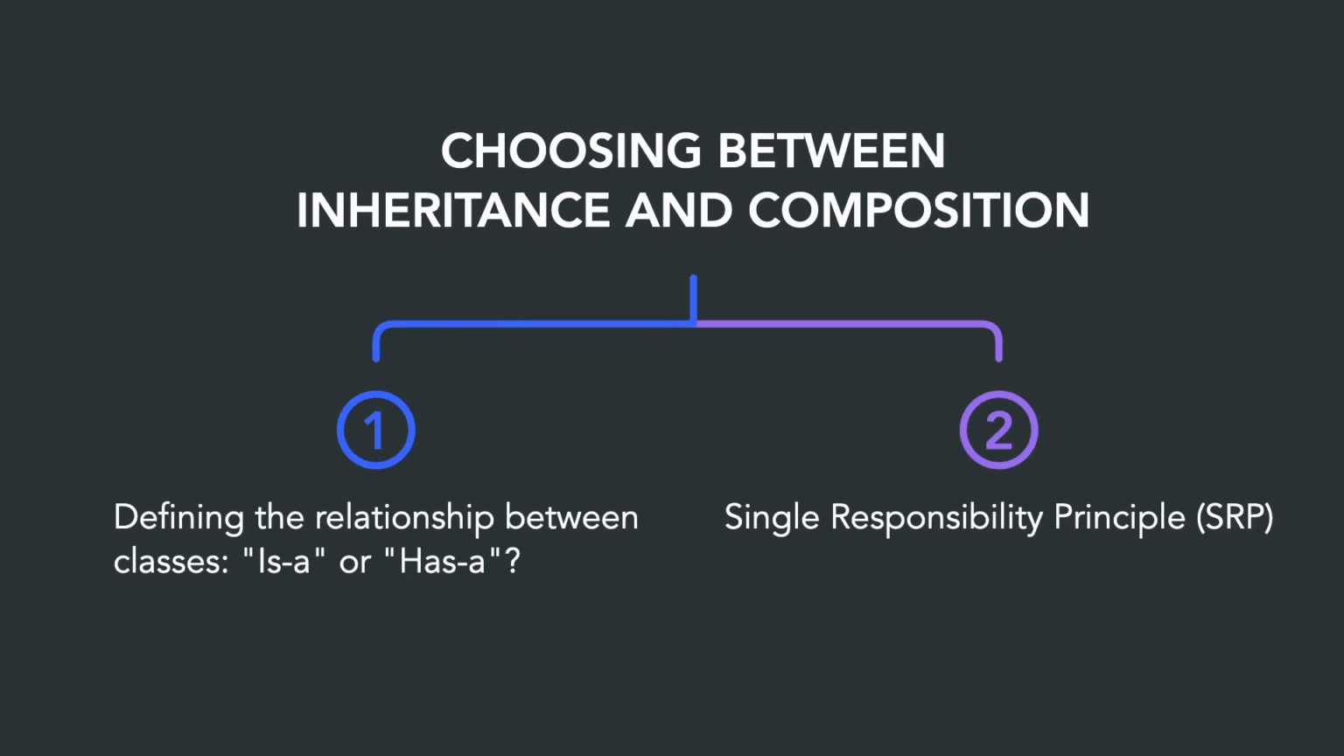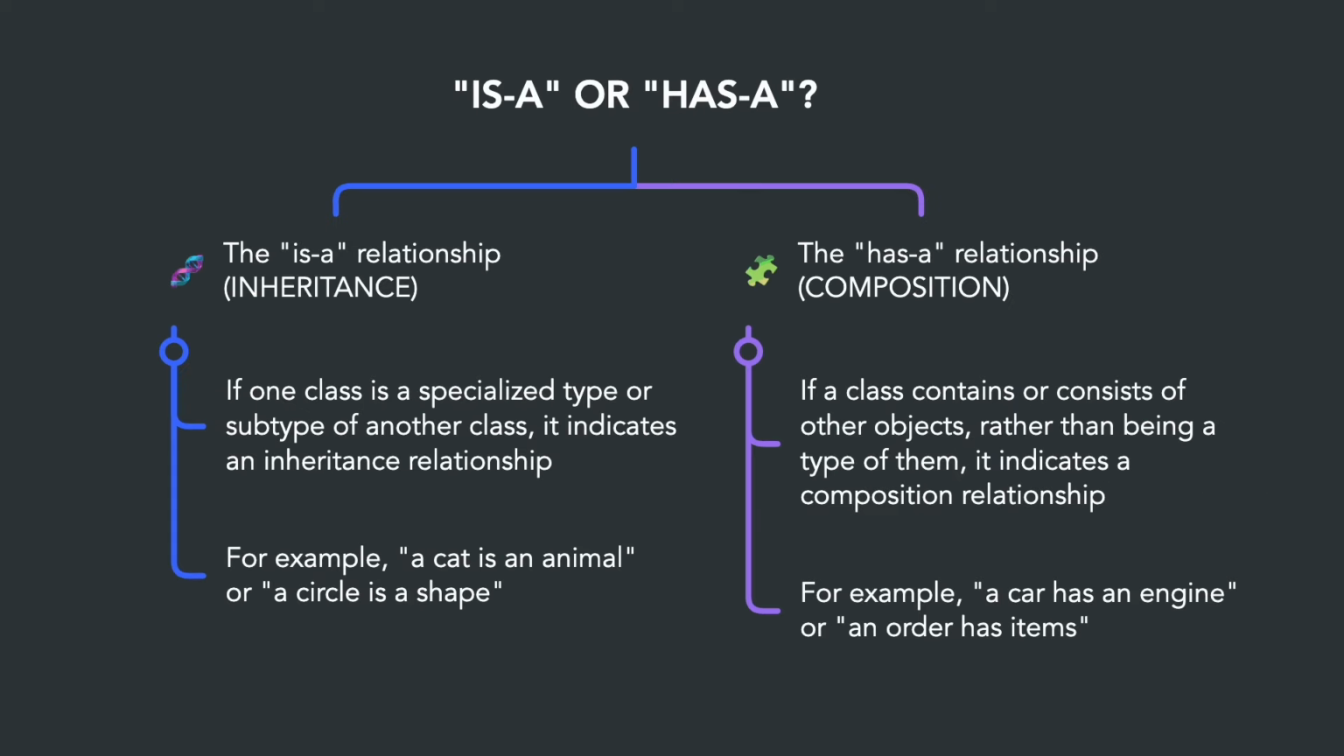How to choose between inheritance and composition? There are a few simple rules that can help make this choice. First of all, analyze the relationship between classes. If one class is a specialized type or subtype of another class, it indicates an inheritance relationship. On the other hand, if a class contains or consists of other objects, rather than being a type of them, it indicates a composition relationship.